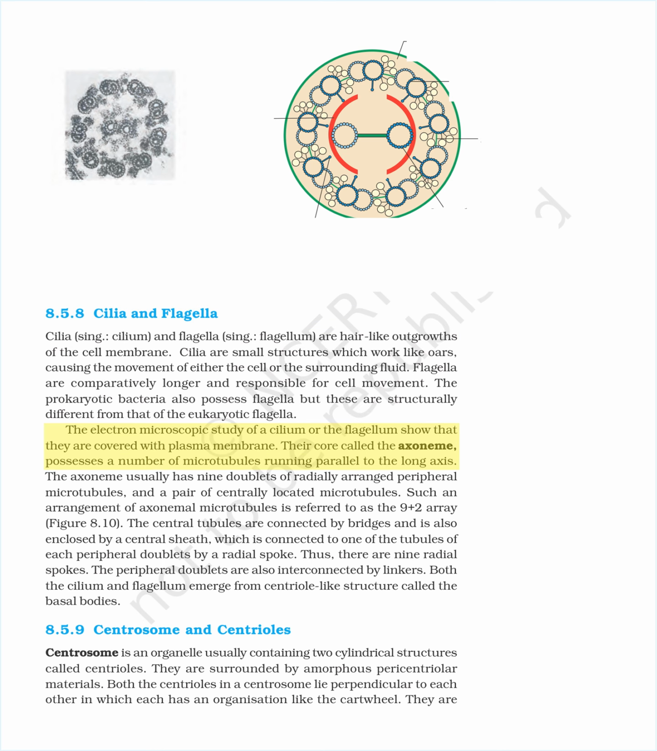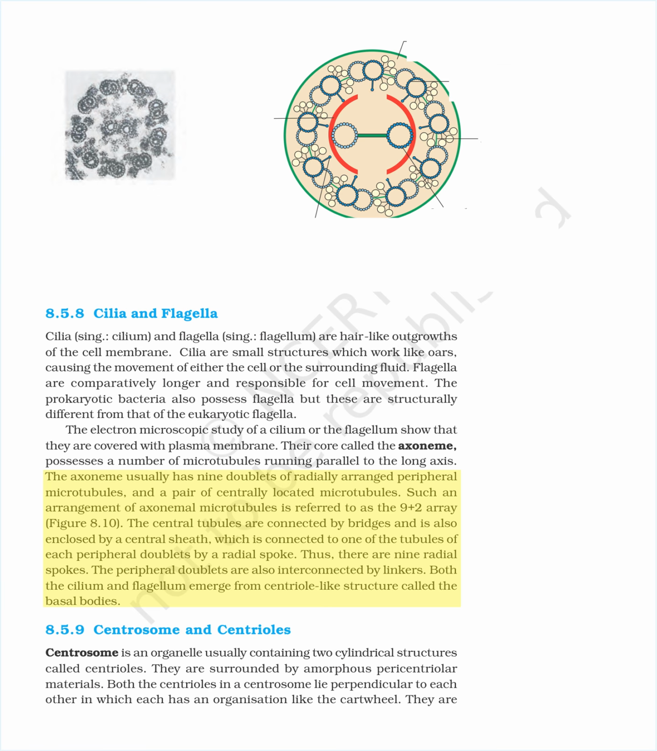The electron microscopic study of a cilium or the flagellum shows that they are covered with plasma membrane. Their core, called the axoneme, possesses a number of microtubules running parallel to the long axis. The axoneme usually has 9 doublets of radially arranged peripheral microtubules, and a pair of centrally located microtubules. Such an arrangement of axonemal microtubules is referred to as the 9+2 array, figure 8.10.